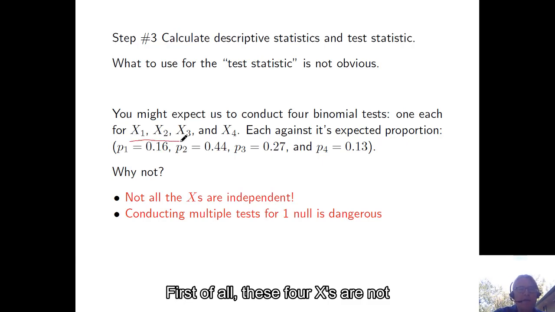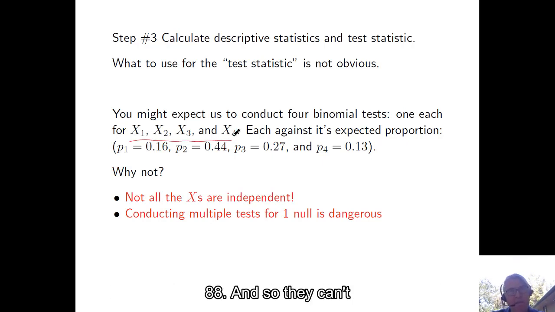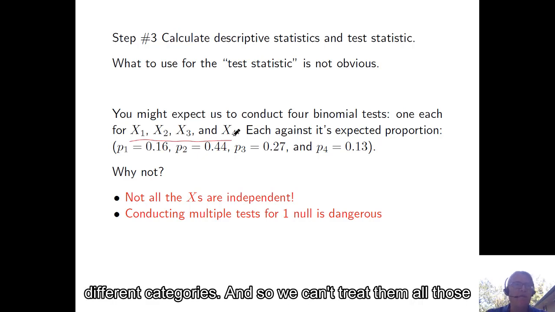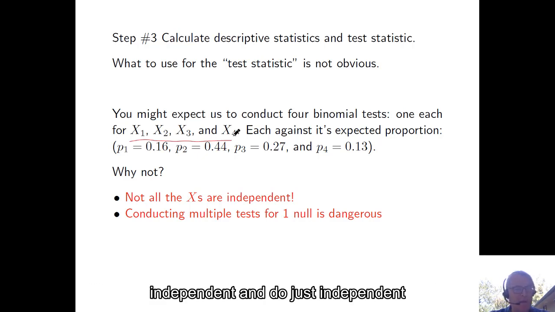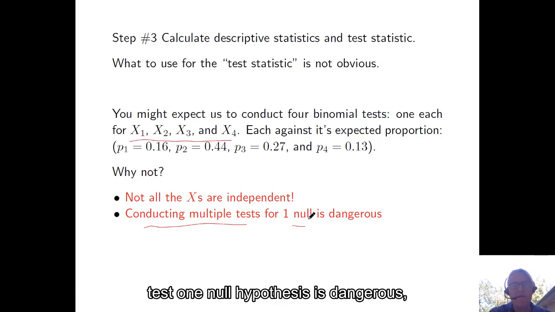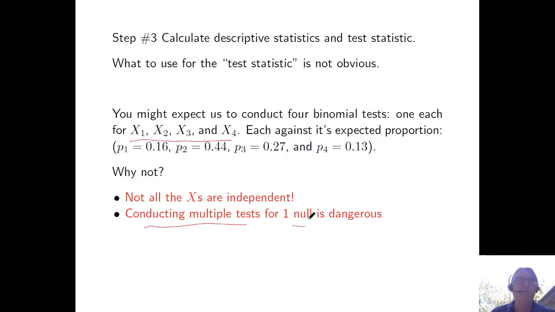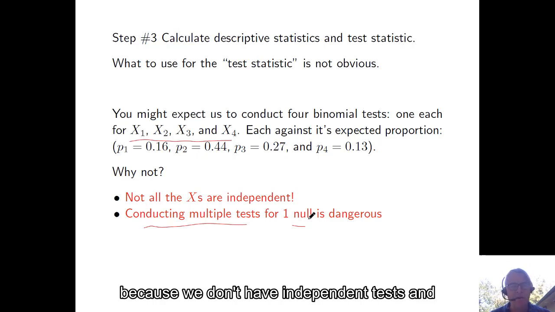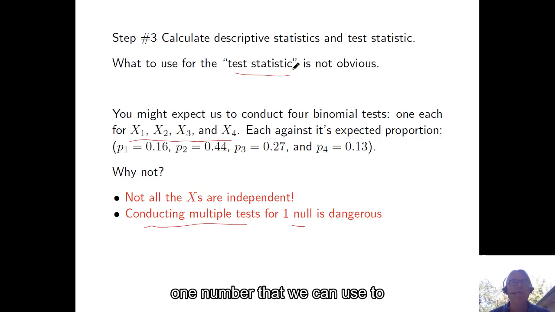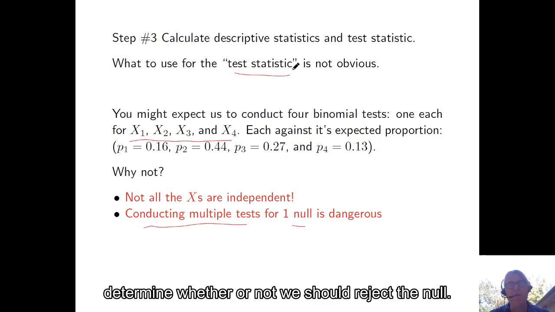First of all, these 4 x's are not independent. They're all drawn from a sample of 88, and so they can't all be, for instance, in the 80s, because then you'd have more than 88 samples. So we can see that they really are proportions of one variable that was drawn with different categories, and so we can't treat them all as independent and do just independent tests. And then, as we're going to see later in the course, conducting multiple tests in order to test one null hypothesis is dangerous, and it's difficult to do that correctly. And so doing a series of binomial tests is not appropriate because we don't have independent tests, and also because we're doing multiple tests. So we want to find a test statistic that can wrap everything up into one number that we can use to determine whether or not we should reject the null.